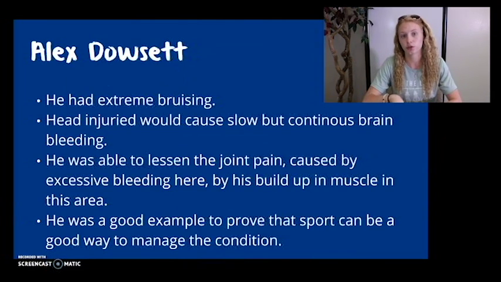But he was actually able to lessen that joint pain by his buildup of muscles from being a cyclist. So the muscles in those areas were able to protect his joints better from the excessive bleeding and that pain. He was also a good example to help prove that sports can be a good way to manage the condition of hemophilia, by the buildup of muscle and everything that I just spoke about.